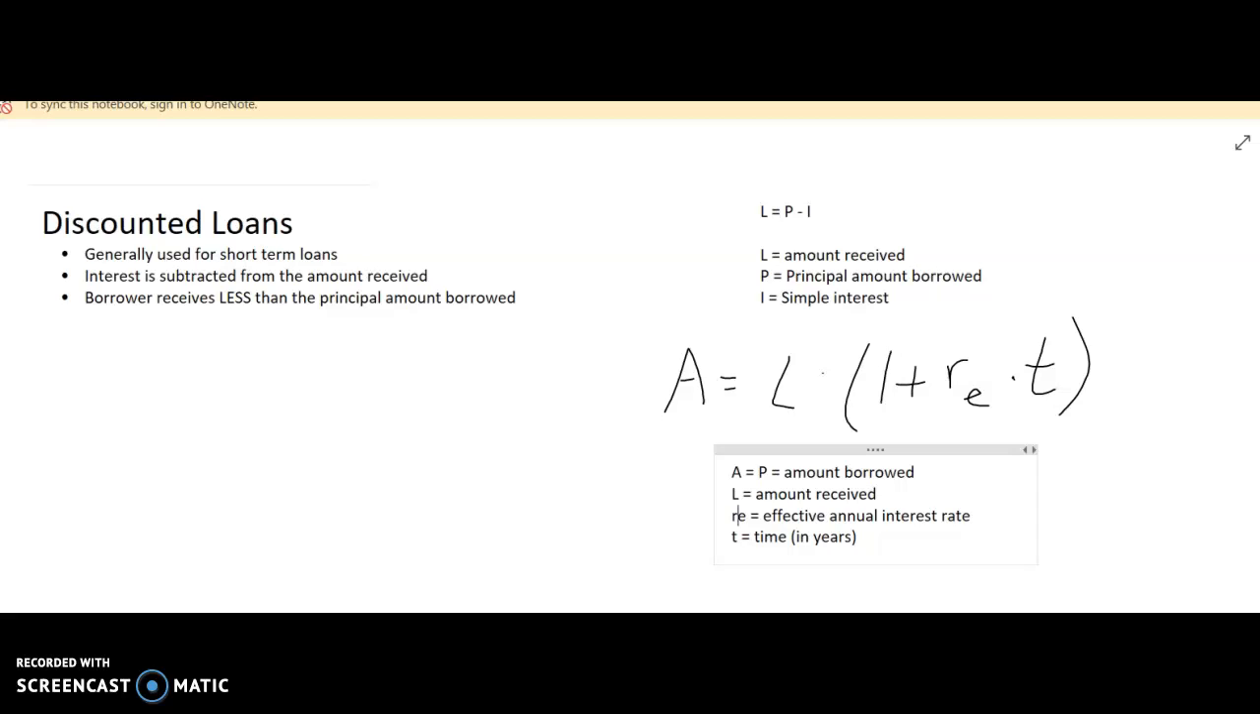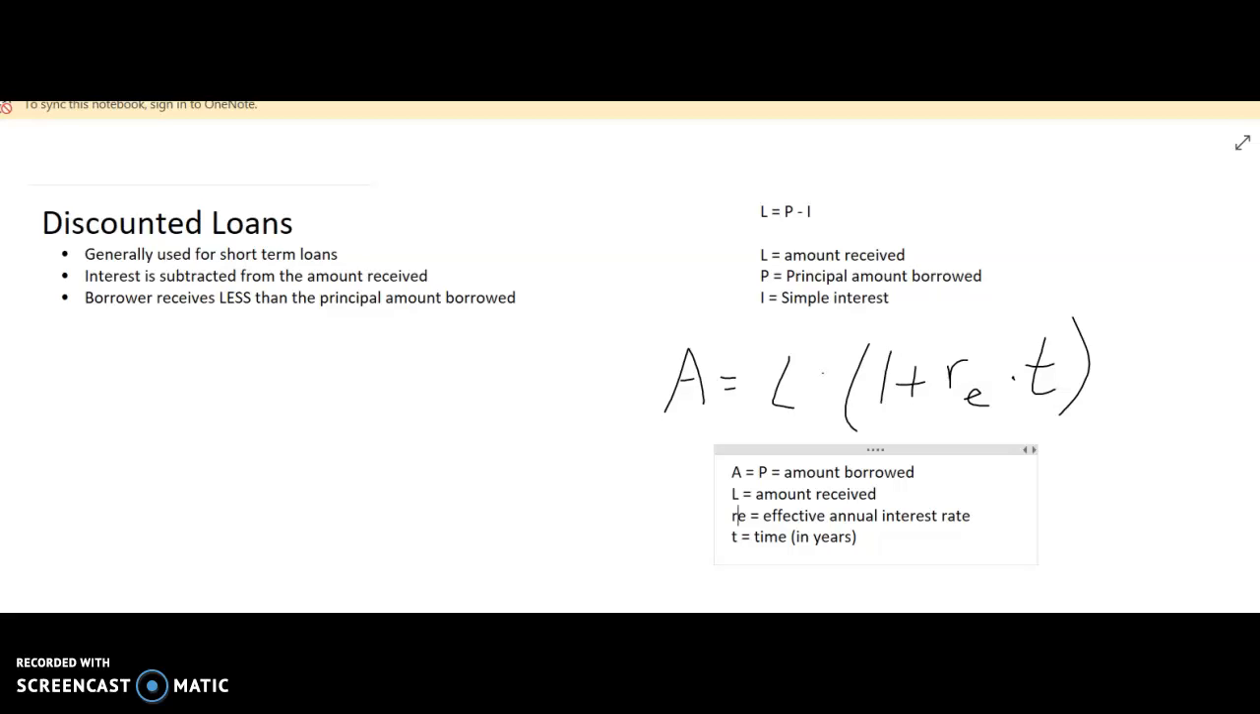All right, so we're going to just do a quick video on discounted loans. A discounted loan is kind of different in the thought process. If you look to the left of the screen here, we have just a few bullet points. Generally, discounted loans are used for more short-term loans. So we're not talking like a 30-year mortgage or anything crazy like that. We're talking like you need to borrow $800 to fix your car. You might use a discounted loan, that kind of thing.